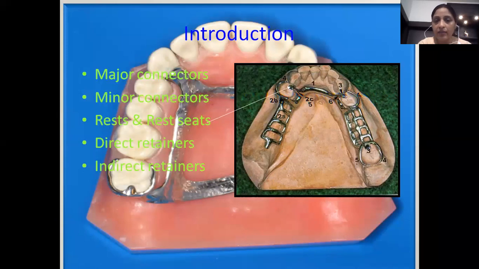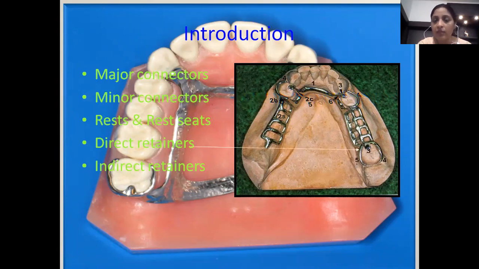Now rest and rest seat. Rests are the components of the RPD which are present in the rest seat. Rest seat is prepared in the abutment tooth, and on the rest seat we give rest. Rest basically helps in providing support to the prosthesis. Now what is support? Support is the property or the characteristic of the prosthesis in which it resists the vertical force towards the tissue. So that property is provided by the help of rest.